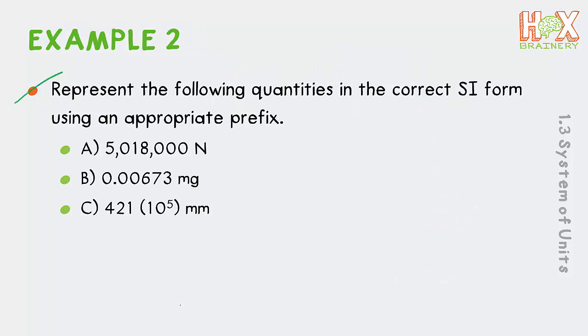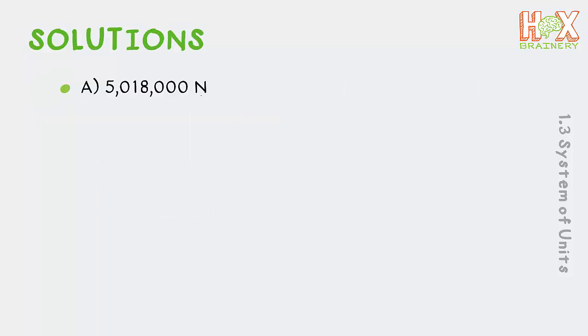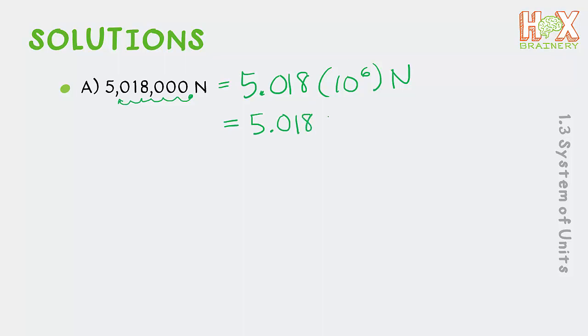Example 2, we want to represent the following quantities in the correct SI form using the appropriate prefix. All right, so basically I'm going to take this decimal and start moving it over to the left. So 1, 2, 3, 4, 5, 6. So I can rewrite this as 5.018, and since I moved it 6 places to the left, this is 10 to the 6th power. And then 10 to the 6th power, I can write that as a prefix. So that is a mega. So I have 5.018 meganewtons.